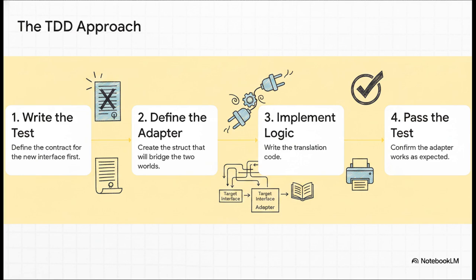We start by writing a test that uses the new modern printer interface. Of course, this test will fail at first. We haven't written the code yet. Our entire job is then to write the adapter that makes that test pass. It's a super clean, goal-oriented way to build software.